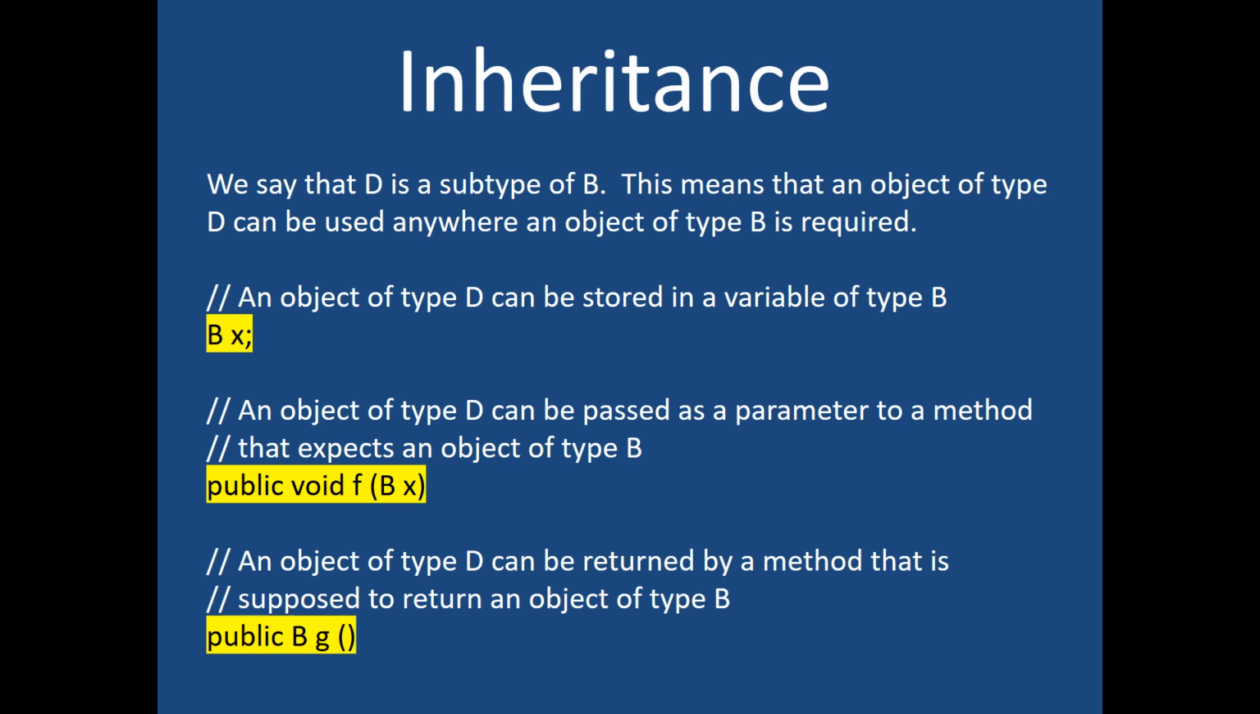Now, why is it safe to store a D object into that variable X? Wouldn't it be possible then to call some method on X that doesn't exist? Couldn't you get in trouble trying to call methods on B, on a variable of type B?